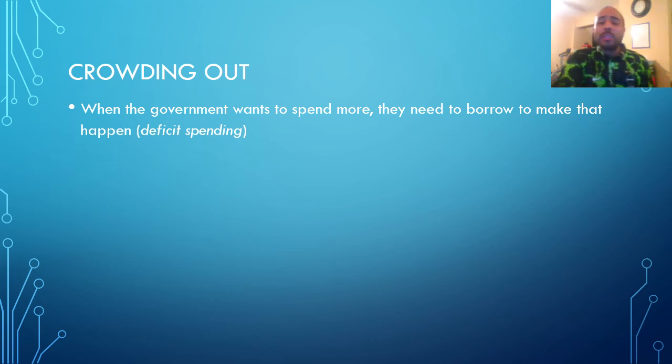So if the government wants to build more roads or fight a war, they have to borrow money to make that happen. This is what's called deficit spending because we actually have to spend more than what we bring in taxes, and that increases our national debt over time. Now that's of course problematic.